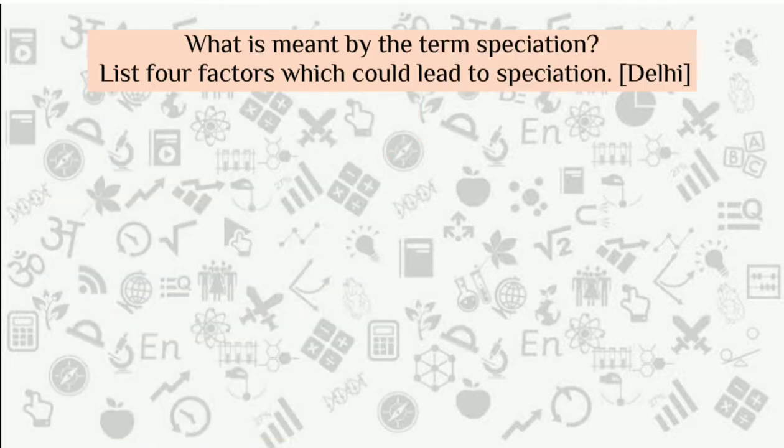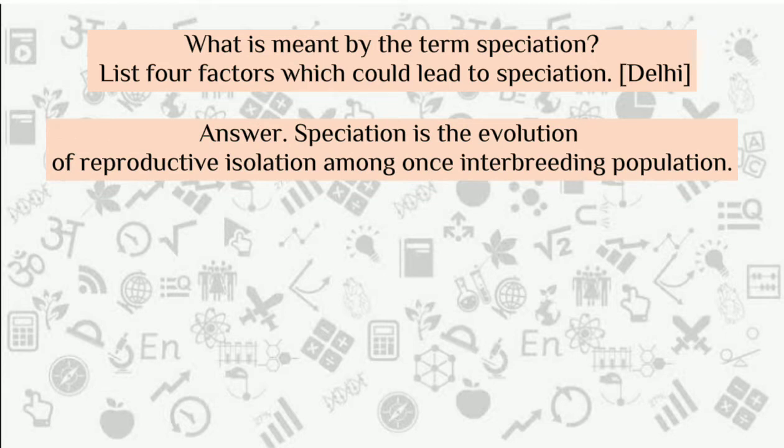What is meant by the term speciation? List four factors which could lead to speciation. Answer. Speciation is the evolution of reproductive isolation among once interbreeding populations.